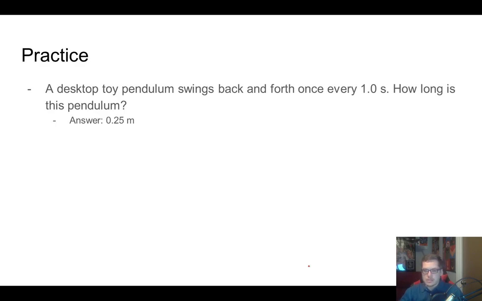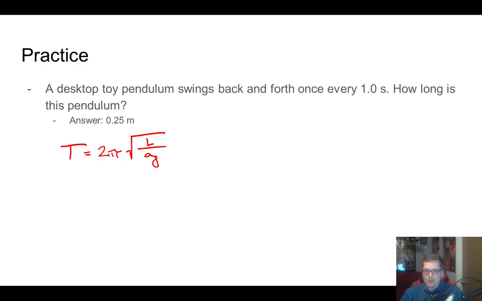Now, next one it says a desktop toy pendulum swings back and forth every 1.0 seconds. How long is this pendulum? All right, so we need to find the length. So we got to do a little bit of rearranging here. So we got our period is equal to 2 pi times the square root of L over acceleration due to gravity. All right, and we're going to solve for our length here.